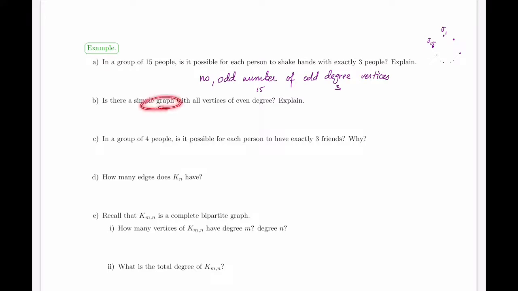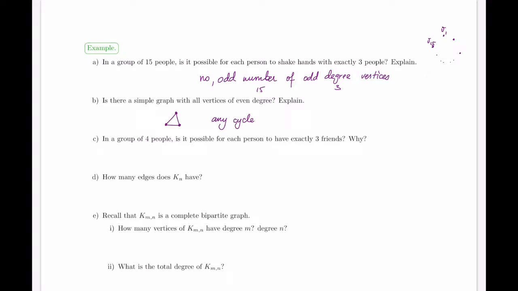Is there a simple graph of all vertices of even degree? So this is asking for existence, and therefore an example would suffice to show that there is in fact such a graph. And this is really easy. We can come up with many examples. For example, all even degrees, here's a triangle. Or in fact, any cycle will do, as well as other graphs that might work.